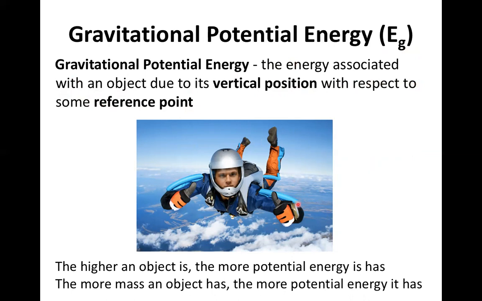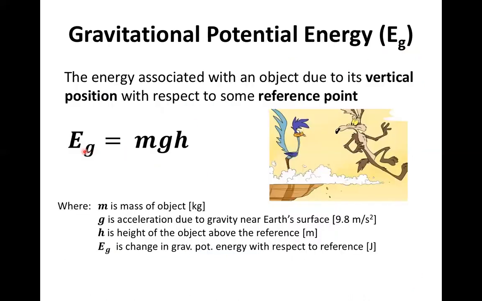So think about what affects that type of energy. How do you have more gravitational potential energy? Well, if the object is higher, then you have more energy. If the object is more massive, then you have more energy. So we have an equation for calculating gravitational potential energy, EG equals mgh.